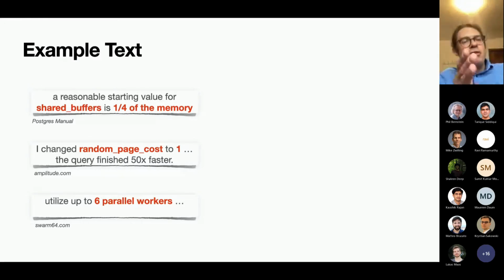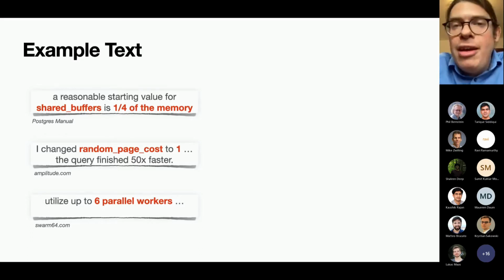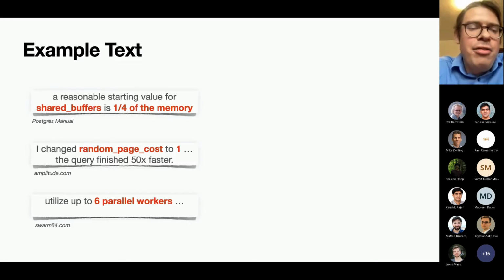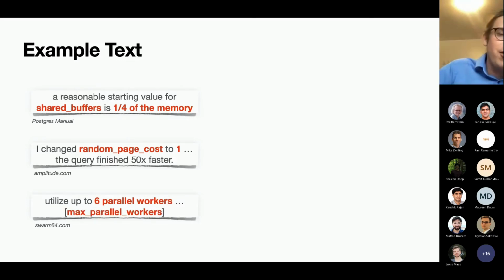For instance, in the first case, we have a recommendation for the shared buffers parameter, which is relative to the total amount of main memory that is available on the tuned system. The second recommendation recommends an absolute value, and the final recommendation is a little bit specific because it does not explicitly mention the parameter that it actually refers to. So we have to know that if somebody wants to tune the parallel workers, probably the person is interested in a max parallel workers parameter of Postgres.